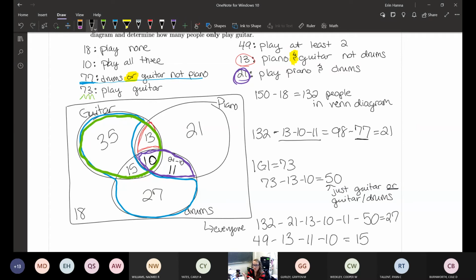So that's why with the 77, they had to say drum or guitar and not piano. Because without saying the not piano, we can't assume that they don't play piano. So they have to be very specific in statements like this. So if they're not specific, you assume that it's the more general option. So when it says just play guitar, you don't assume that it's for the very only play guitar. You assume it's the general play guitar in some fashion. And then it's just a hope your brain can keep track of all of the numbers.